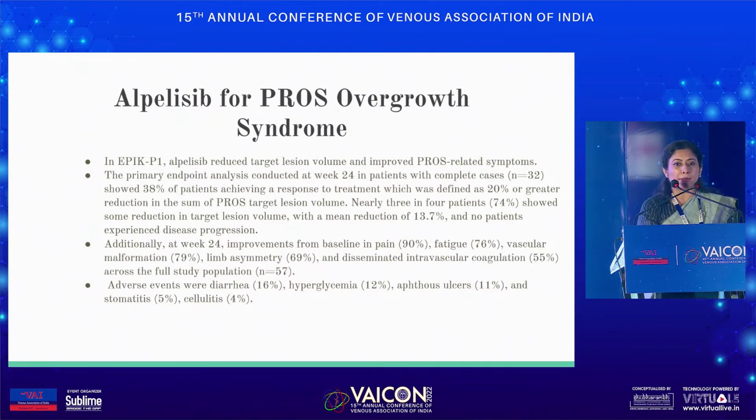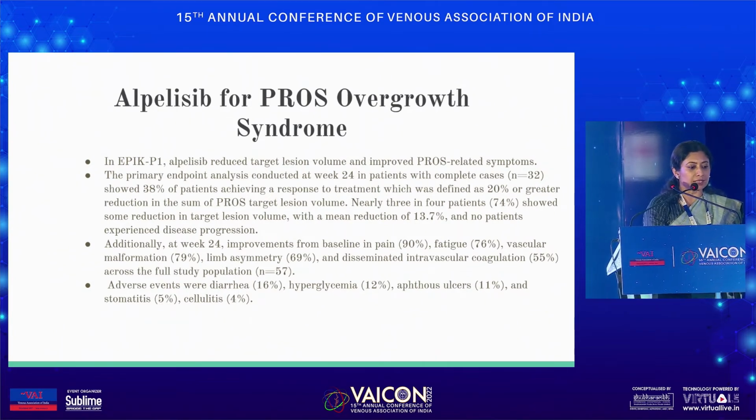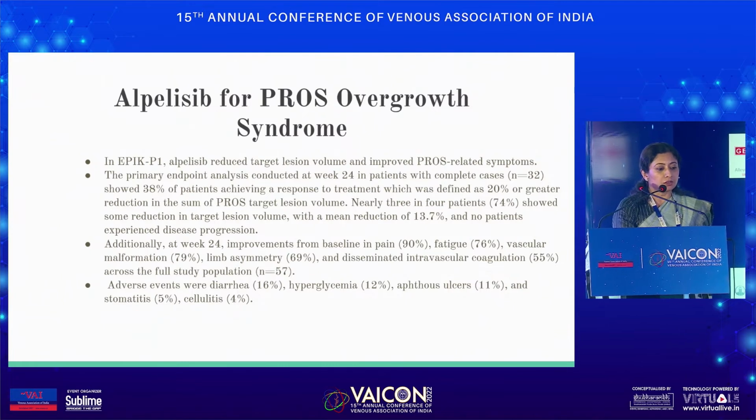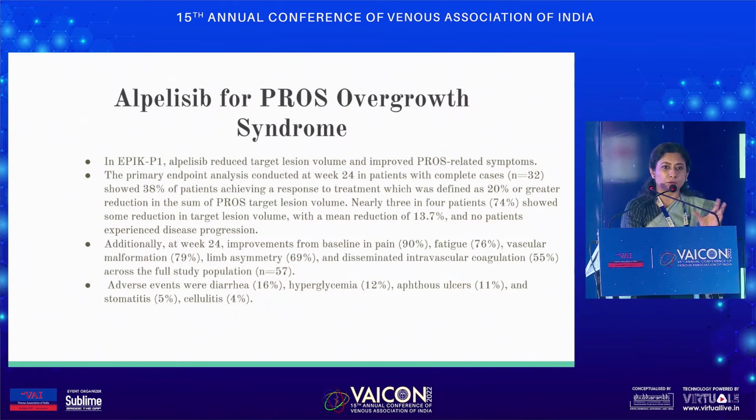Permission was given for compassionate use in patients with PROS syndrome. And finally, after the pilot studies, they got the EPIK-P1 study, which showed that partial response occurs after 24 weeks, and volume reduction can happen. A lot of these patients have improvement in pain, fatigue, limb asymmetry, all of this. And the adverse effects were fairly all right. They were not too bad: diarrhea, hyperglycemia, aphthous ulcers.